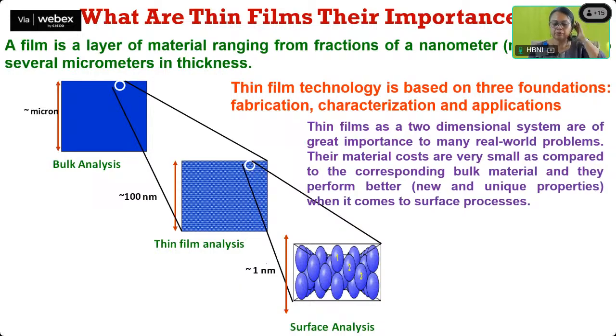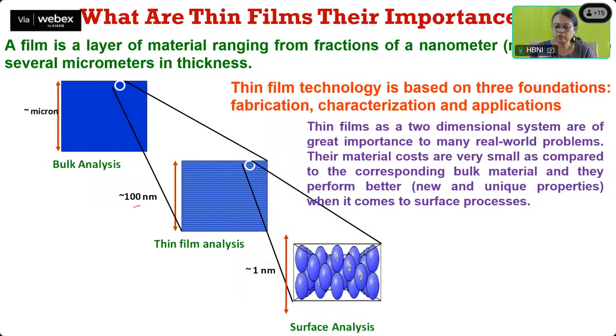Now, why are thin films important? So a film is basically a layer of material ranging from fractions of a nanometer, like a monolayer, to several micrometers in thickness. It can be a micron, it can be 100 nanometers, or it can be even 1 nanometer, where we have just 2 or 3 atoms, or even one monolayer. When we use the word monolayer, it means one layer of atoms.